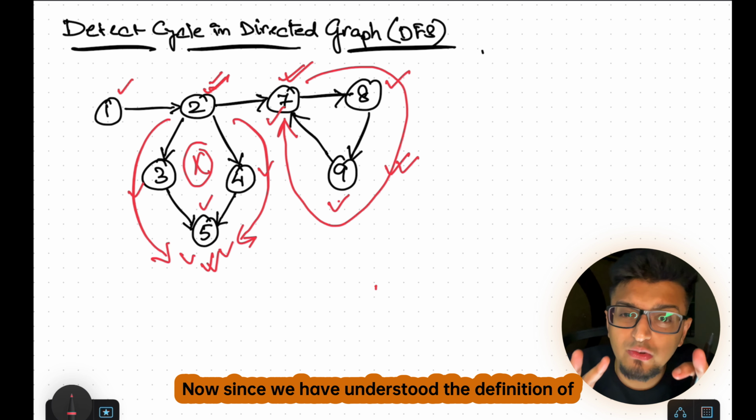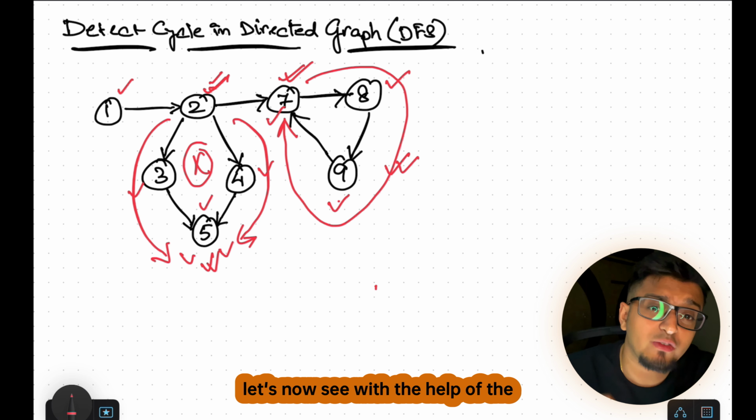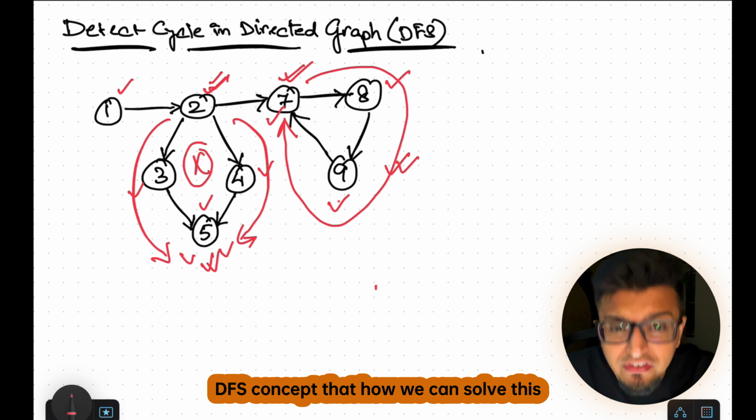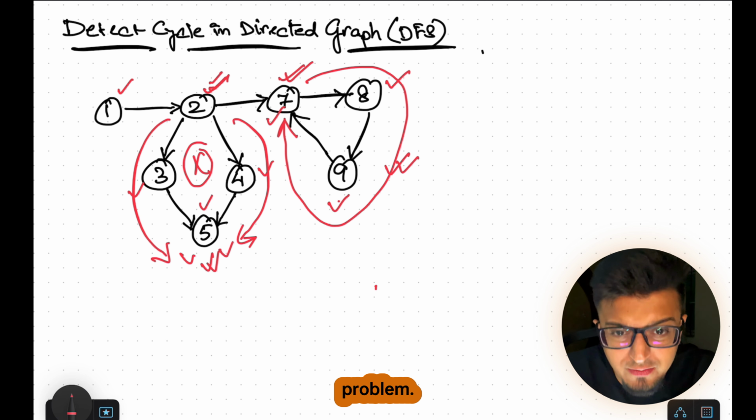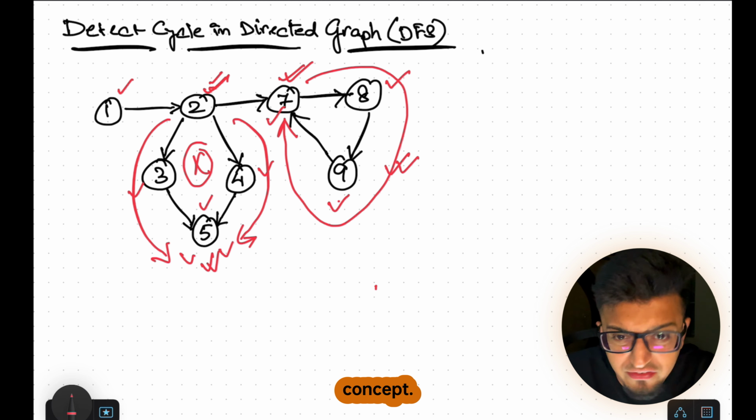Now, since we have understood the definition of a cycle in a directed graph, let's see with the help of the DFS concept how we can solve this problem. So let's start with the approach of solving this problem with the help of the DFS concept.